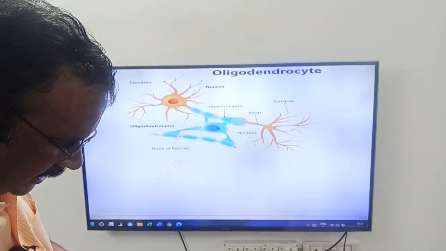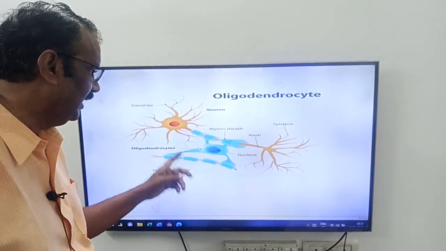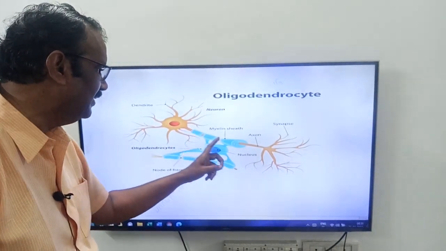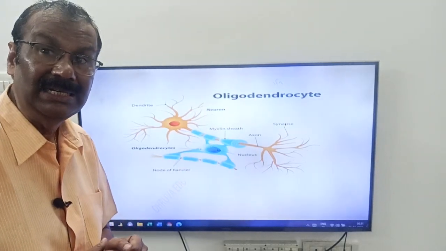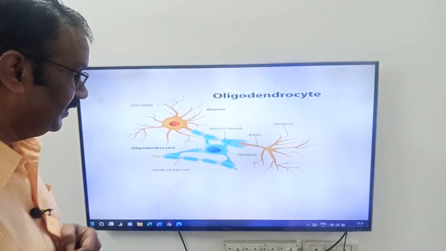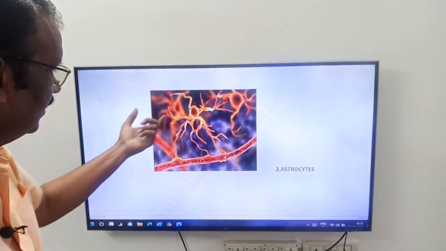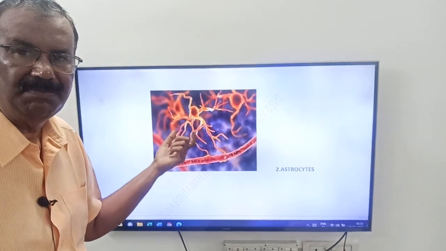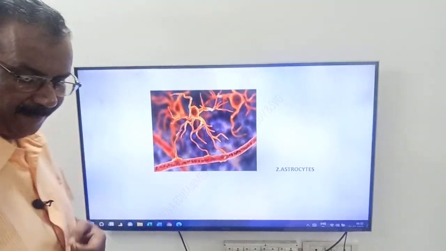Okay, friends. Now see some images, friends. See, these are the oligodendrocytes. What is their role, friends? They form the myelin sheath. See, friends, oligodendrocytes are forming the myelin sheath around the axons of the central nervous system. Okay, friends. Now next you see, friends, these are astrocytes. They act as what, friends? Blood-brain barriers. They are star-shaped cells.